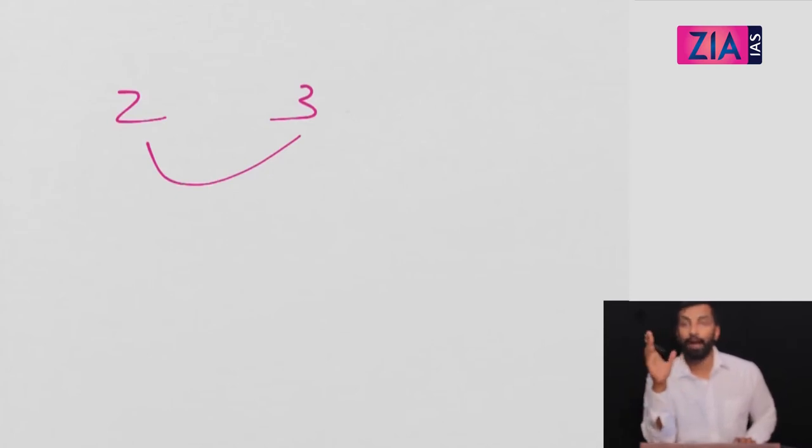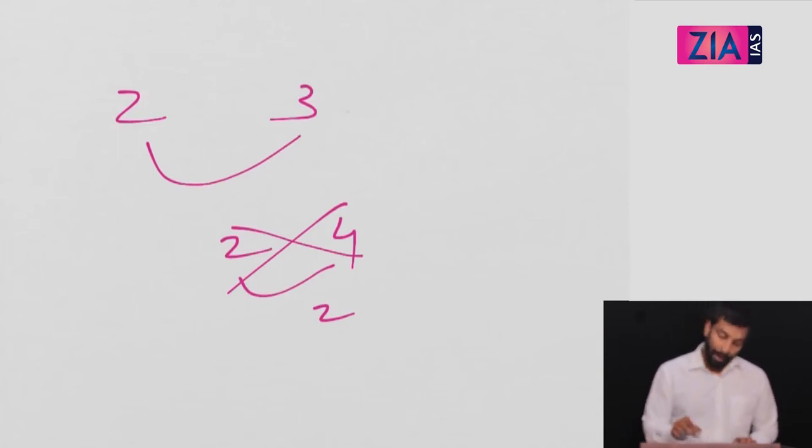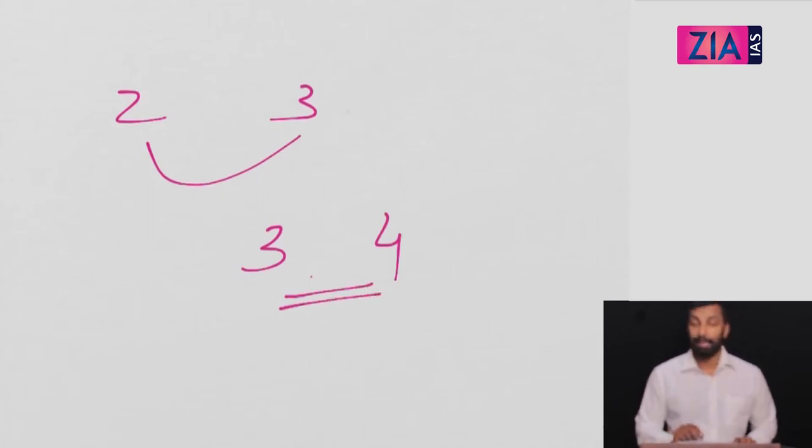No other common factors except 1. You take 2 and 4, there is a common factor 2. So these are not coprime numbers. But 2 and 3 are coprime numbers. What about 3 and 4? 3 and 4 are coprime numbers. There are no other common factors except 1. So coprime numbers means relatively prime numbers. So between them, there are no other common factors except 1. So that's what coprime numbers are.